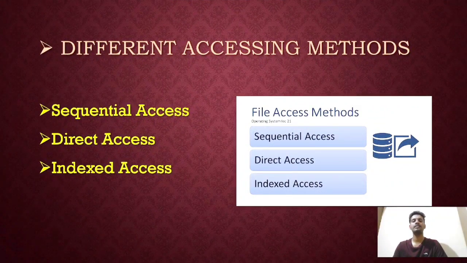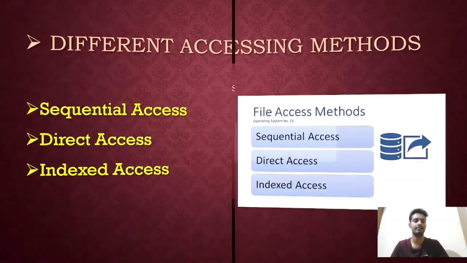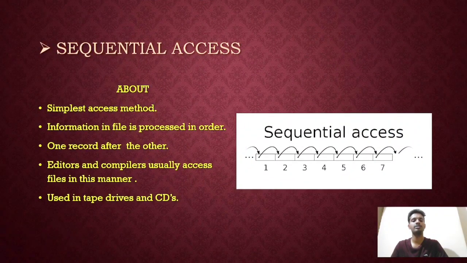So what are the different accessing methods? Now we know what an accessing method is and the different accessing methods that can be followed. There are mainly three: sequential access, direct access, and indexed access. Firstly, we have sequential access.